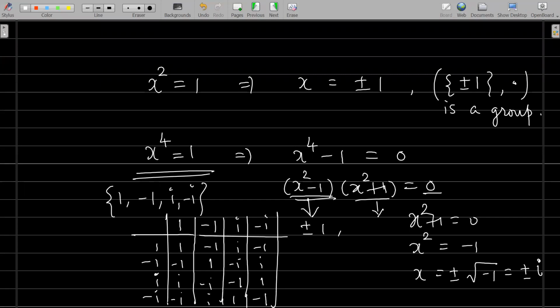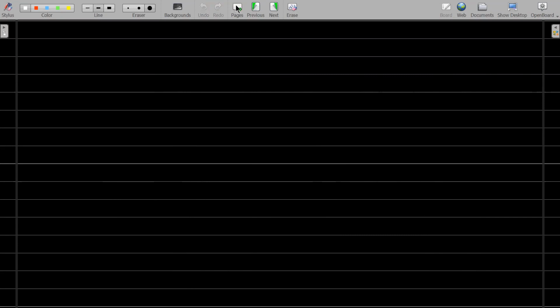Yes, sir. So even fourth roots of unity form a group. Now let's go to cube roots of unity. So x cube equal to 1, or x cube minus 1 is 0. Find out the three roots.